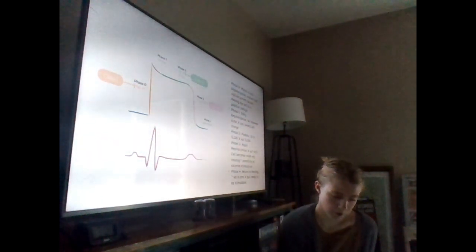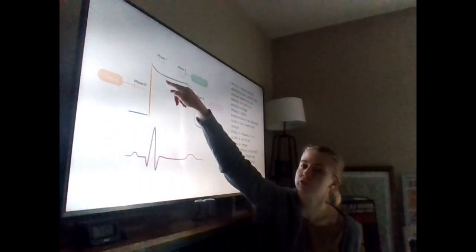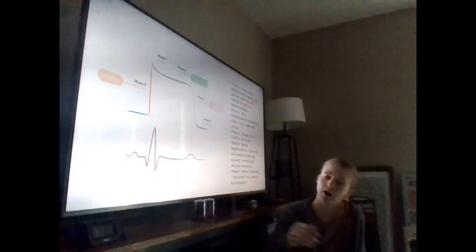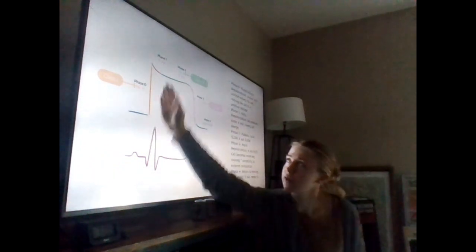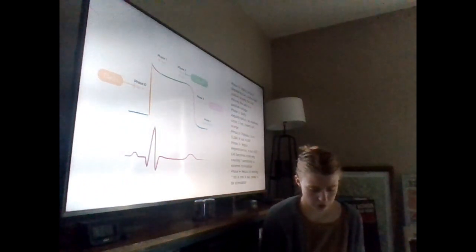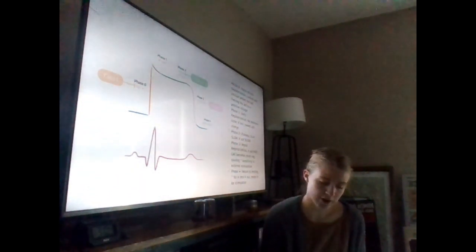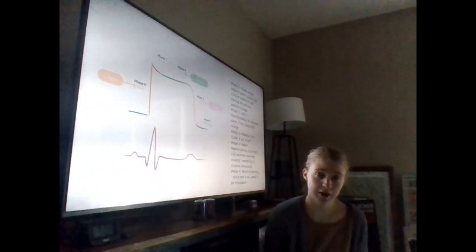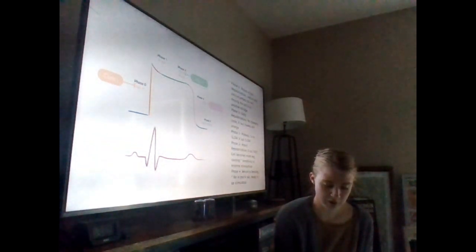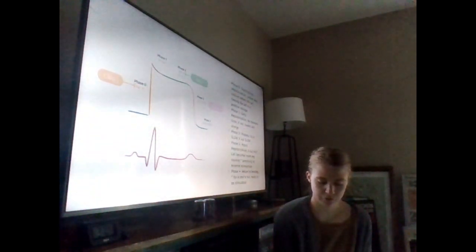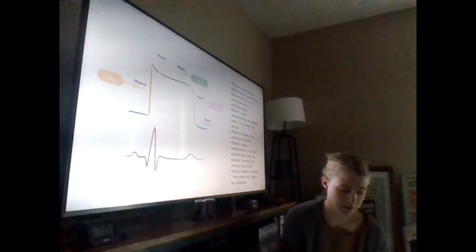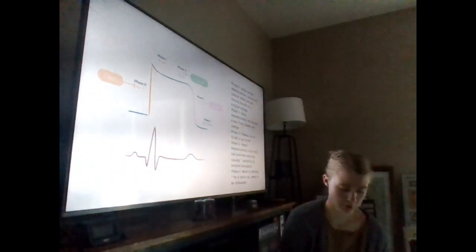Now we're going to go on to phase 1, which is this little purply pink section right there. It is early repolarization, so you can see how on this graph, this is your increase in cell voltage, and right here is just the initial little dip in your cell's voltage. This happens because those fast sodium channels close, slowing down that sodium going into the cell. You still have some outward movement of potassium, but overall it just results in that decrease of charge in your cell. This does not show on your waveforms.